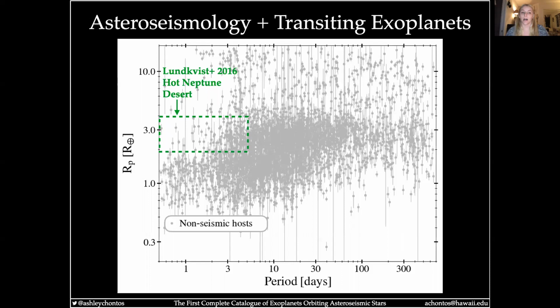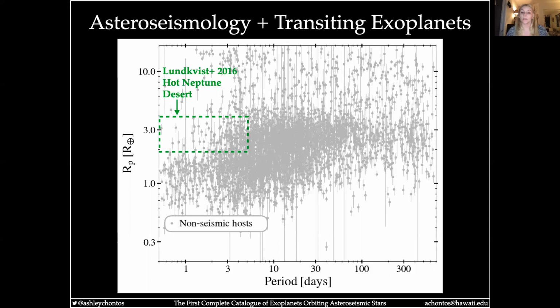The first is the hot Neptune desert, which was actually referred to as the hot super Earth desert at the time in a Nature paper by Mia Lundquist in 2016. The paper discusses the dearth of planets in this region, which is hypothesized to be the result of smaller planets that receive high incident flux from their host star and are not massive enough to hold onto their atmosphere and thus resulting in this dichotomy of planet types.